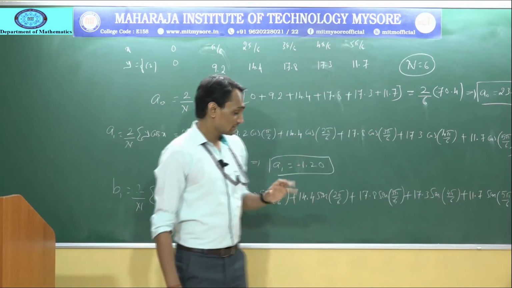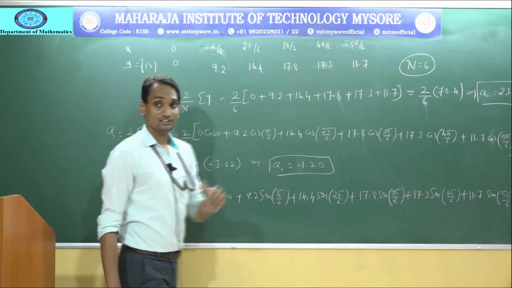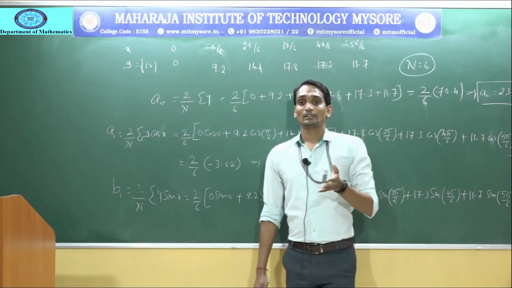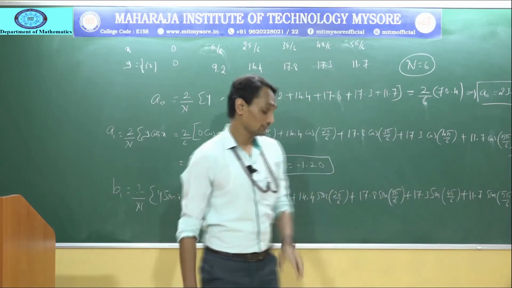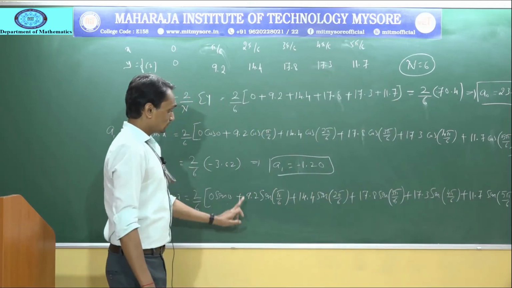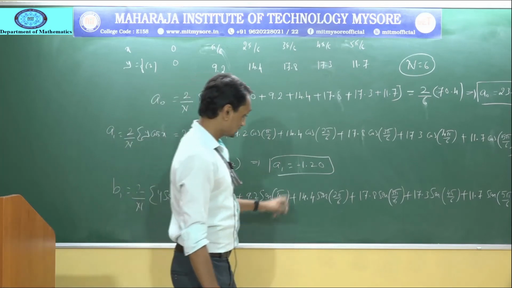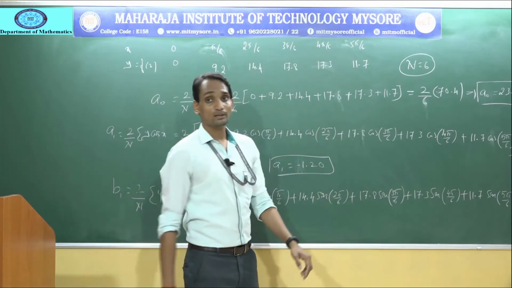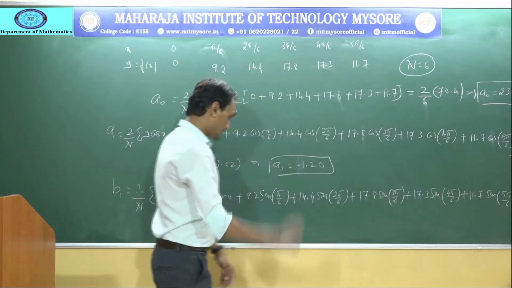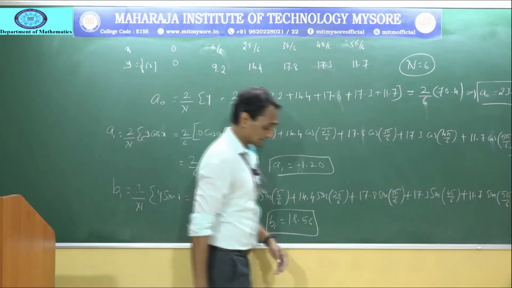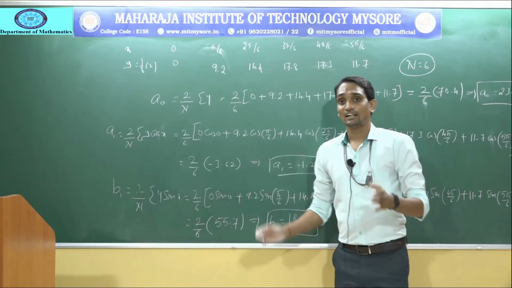But see, the same thing you did in the previous case, we need to follow now. Instead of converting, keep it in radian form and substitute pi itself. That is 0 into sin 0 plus 9.2 into sin pi by 6 plus 14.4 into sin 2 pi by 6, and the remaining values. Calculate all the values directly in radians, then add all the values.